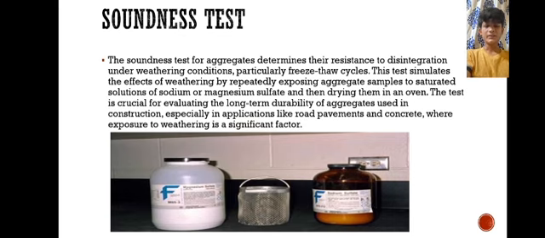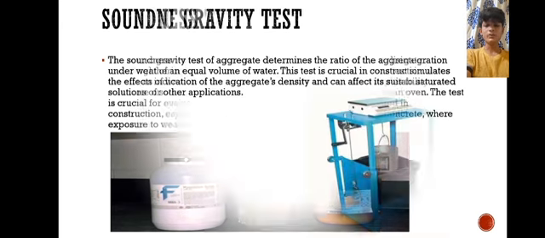The soundness test for aggregate determines the resistance to disintegration under weathering conditions, particularly freeze-thaw cycles. This test simulates the effect of weathering by repeatedly exposing aggregate samples to a saturated solution of sodium or magnesium sulfate and then drying them in an oven. The test is crucial for evaluating the long-term durability of aggregate used in construction.